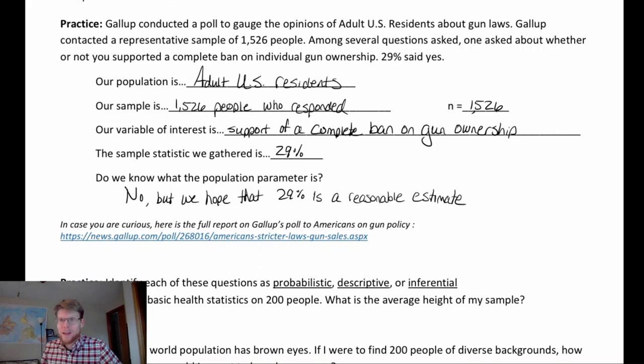So it's probably not exactly 29%, but it's probably reasonably close. Like as we'll talk about with margin of error, the margin of error is probably going to be around 2 or 3%, meaning that we're pretty confident that the true percentage is between like 27 and 31, assuming that they have a good sample, right? That they have a representative sample, that there's no biases in the question format or different things like that.